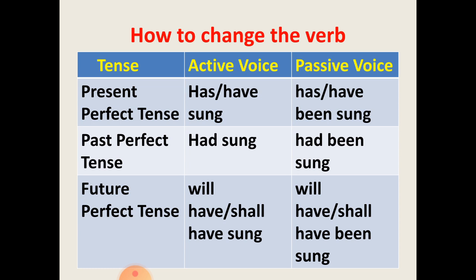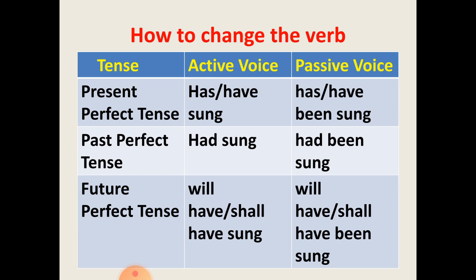Now, how to change the verb? Earlier I also told you how different tenses change while changing active voice to passive voice. Here, present perfect tense. In present perfect tense in active voice we use has, have, and the third form of verb. If the subject is singular, we use has plus third form. If the subject is plural, we add have plus third form. When we make it passive voice, the conversion will be has been or have been, and then the third form of verb.